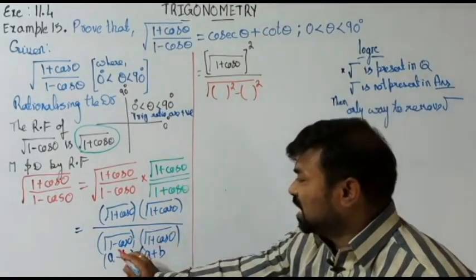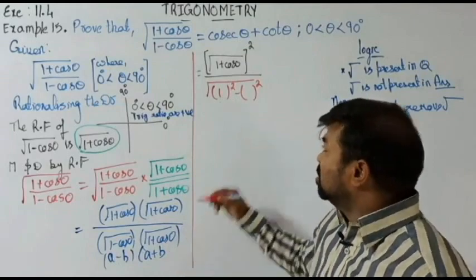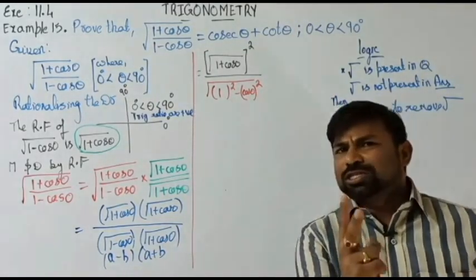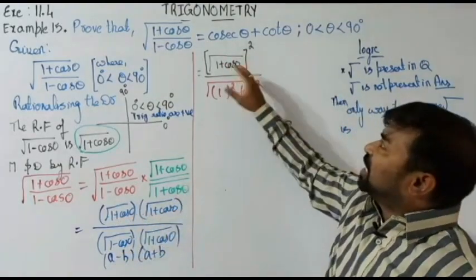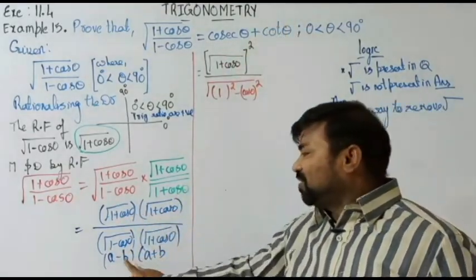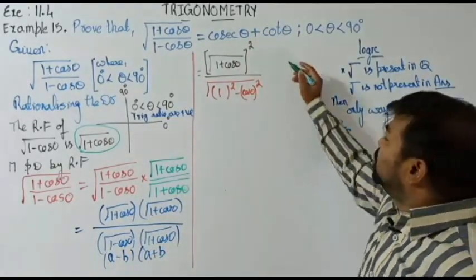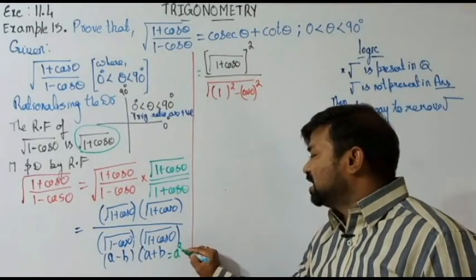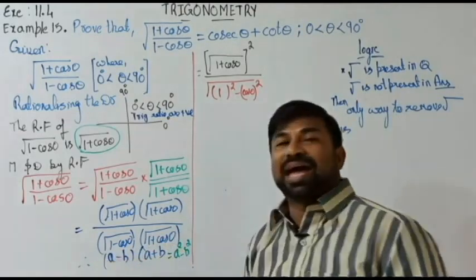That is nothing but, in the place of a we have 1, in the place of b we have cos theta. You have to remember. I am giving a logic to you. Wherever we have same signs, we get whole square. Wherever we have different signs, we get the formula of a plus b into a minus b. A plus b into a minus b is equal to a square minus b square. If you want, you can write it down.